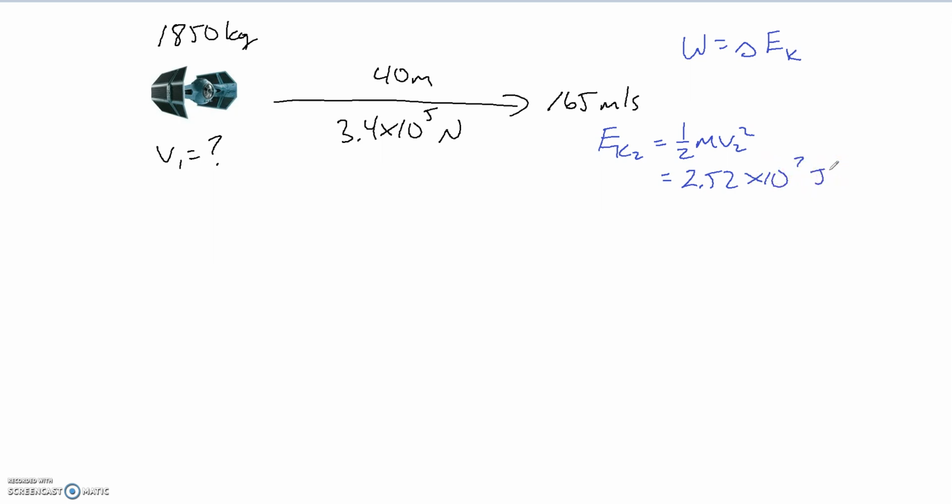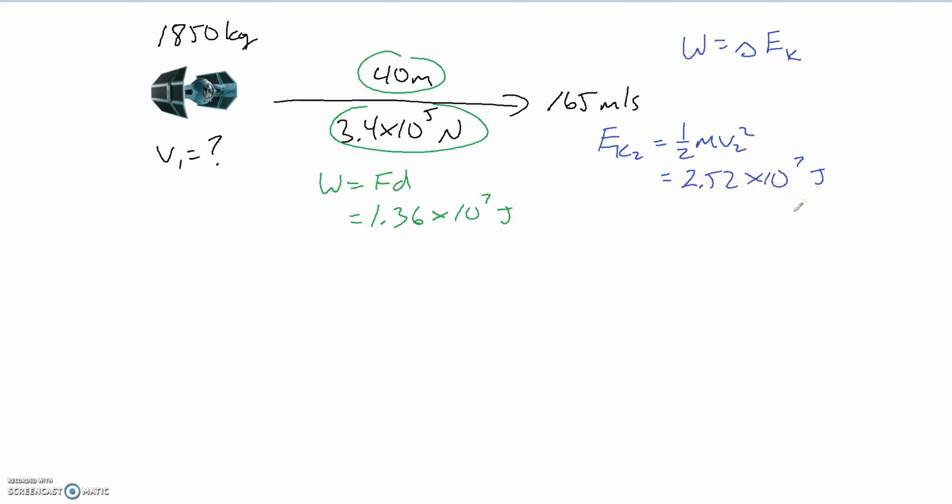Now, it got some of that energy from the work done as it was speeding up. So find out the work that was done. I've got distance and I've got force. So if I just do work is equal to force times distance, I can see how much work it did and how much kinetic energy it gained. So if I do work equals FD, I can calculate that it gained approximately 1.36 times 10 to the 7 joules of kinetic energy. So it started at a kinetic energy I don't know. It gained 1.36 to the 7, ending up at 2.52 to the 7.